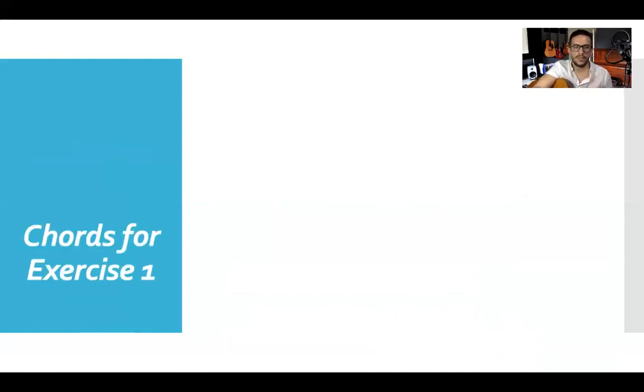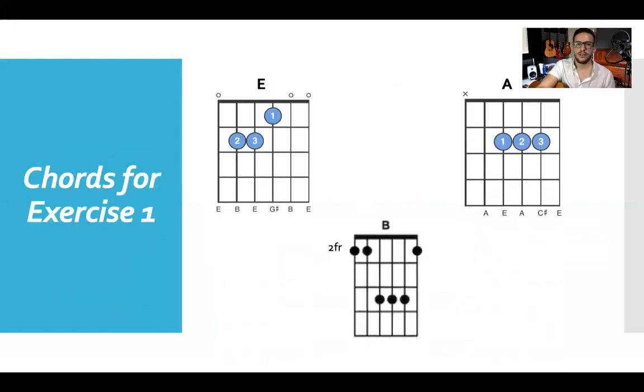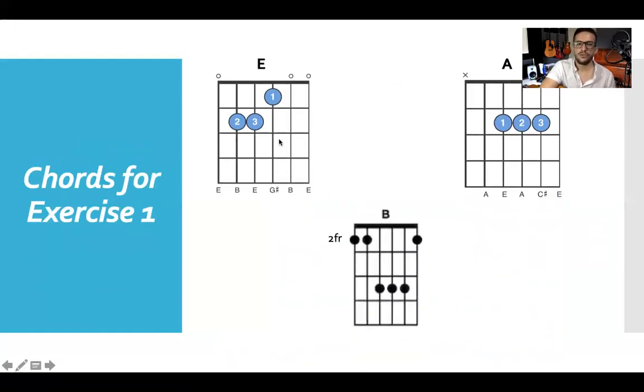Let's continue. Now the chords for exercise 1 are going to be these 3. The first 2, you know them already. It's the E chord, which is the one you know. Then you have the A chord. And then you have the B chord. That one is new for you. Also with the A chord, I do the A chord with these 3 fingers, like this. If for some reason it is more comfortable for you to do it with these 3 fingers, like this, go ahead. It doesn't matter what fingers you use, as long as you are playing the right notes.